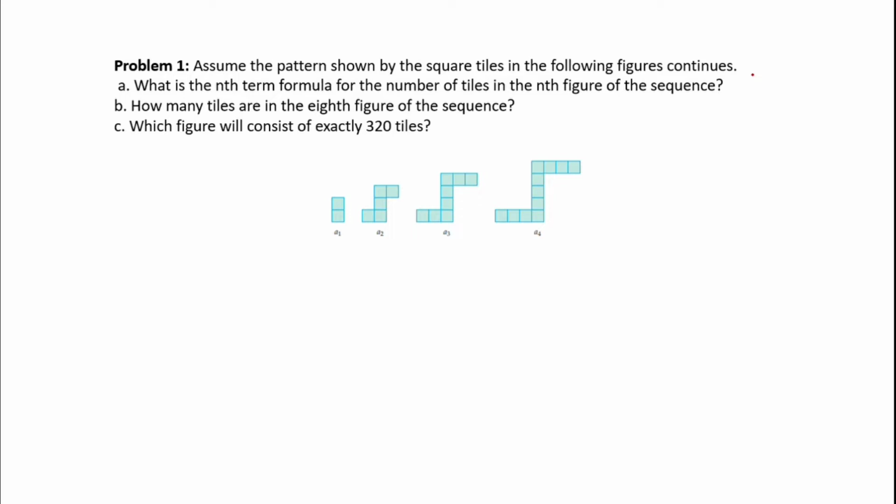In this case, we have to create a sequence by using the tiles given. So we have 2 tiles, then 5, then 8, then 11, and it continues on. That's why we need to find the nth figure of the sequence and the next terms if needed. So the sequence is 2, 5, 8, and 11.